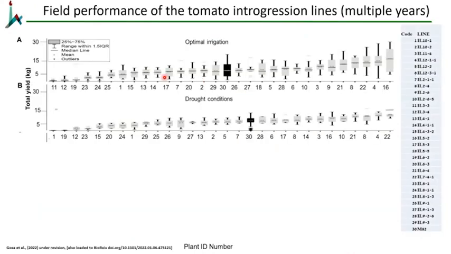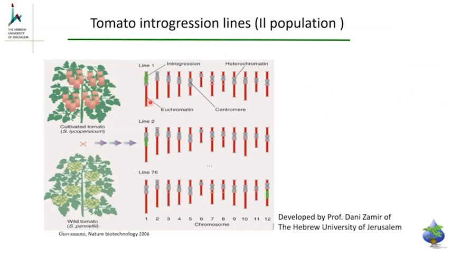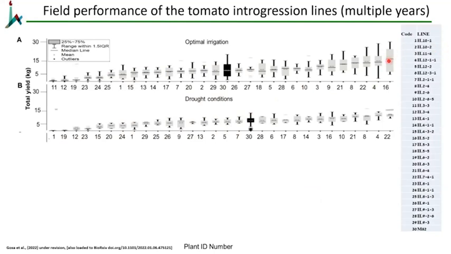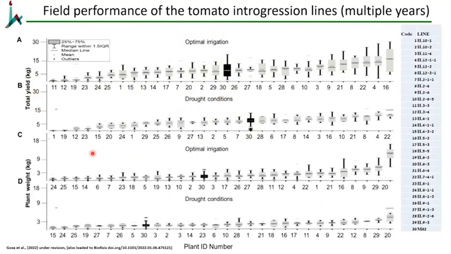So we took the field results and we compared all the lines. There are basically 76 lines. We narrowed it down to 30. And we look at the M82. The M82 you can see here in black. This is the mother line. And we checked for the yield under optimal irrigation and drought conditions. And also we checked for the plant biomass under optimal irrigation and drought conditions.